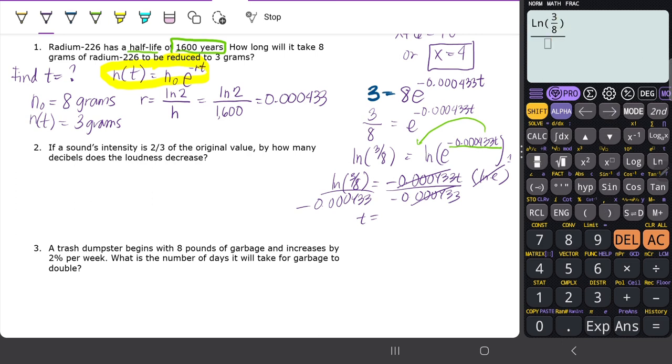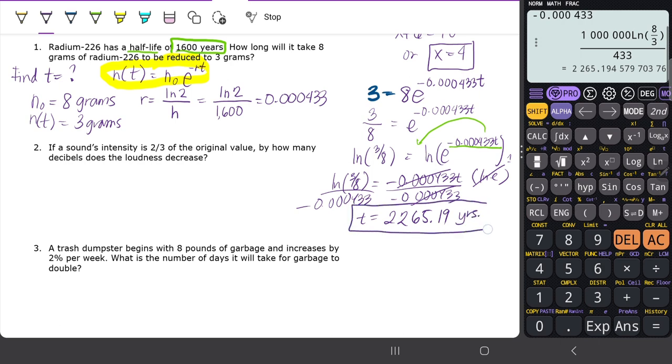Okay? So, using our calculator, we can solve t. Type natin, ln of 3/8 divided by negative 0.000433, equals, so time is 2265.19. Okay? So, ano yung units ng ating time? So, take note, yung half-life natin is in years. Therefore, to be consistent, our time here should also be in years. So, this is the time it will take for the 8 grams to be reduced to 3 grams.